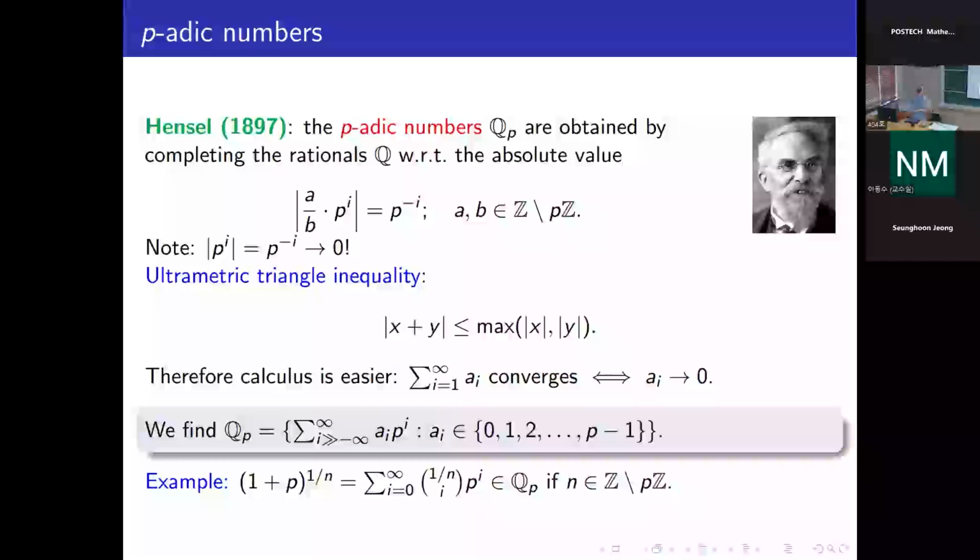And here's one particular example of analysis happening. The binomial series now converges, at least as long as n is not divisible by p. We can take an nth root of 1 plus p by using the binomial series. It converges because p to the i goes to 0, and the binomial coefficient is still p-integral. It doesn't have any p's in the denominator because of the condition on n.